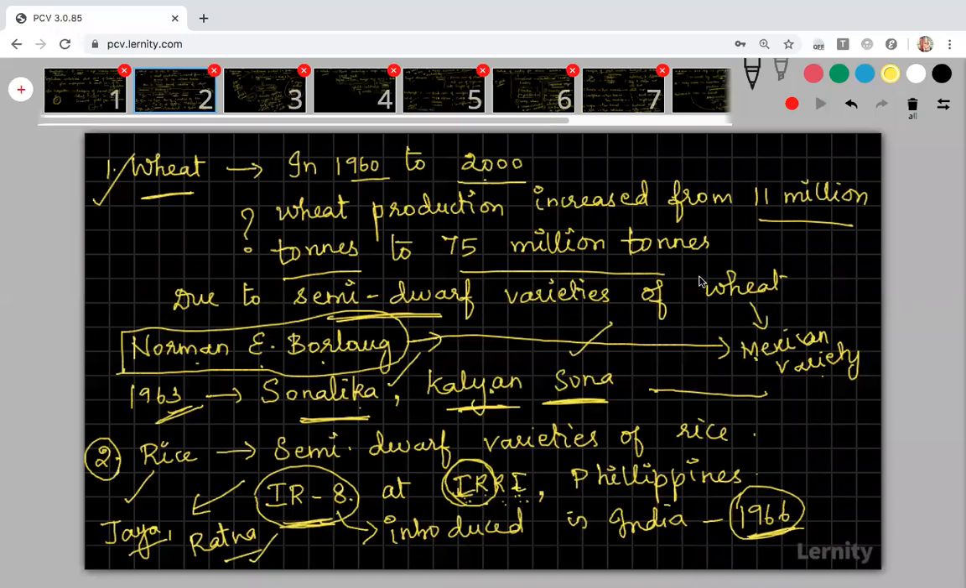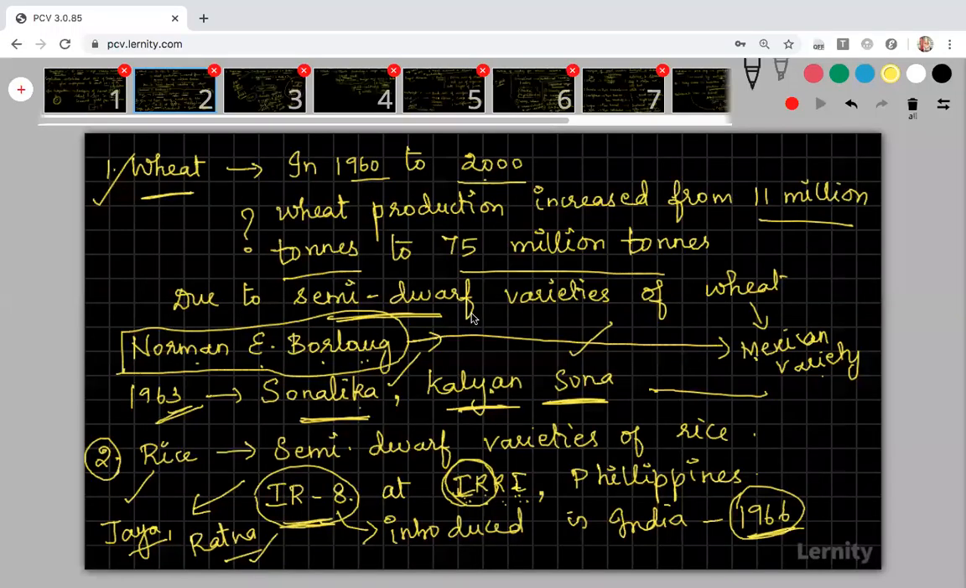The Mexican variety of wheat was introduced by Norman E. Borlaug. He was a scientist, an agriculturist, the person who initiated the Green Revolution, and in collaboration with this person, M.S. Swaminathan introduced the Green Revolution in India. He didn't introduce it alone, he introduced the Green Revolution with the help of Borlaug. Okay, he was the person who developed the semi-dwarf variety of wheat.